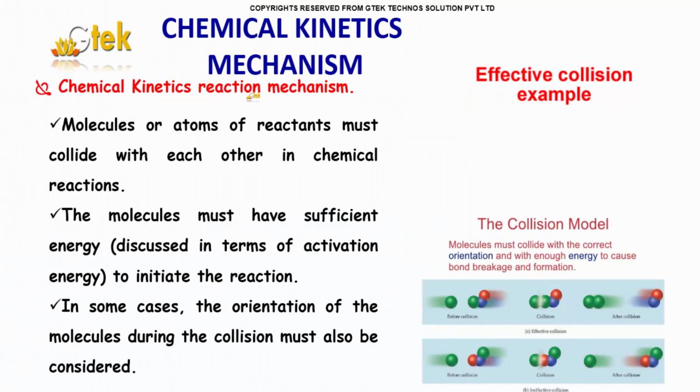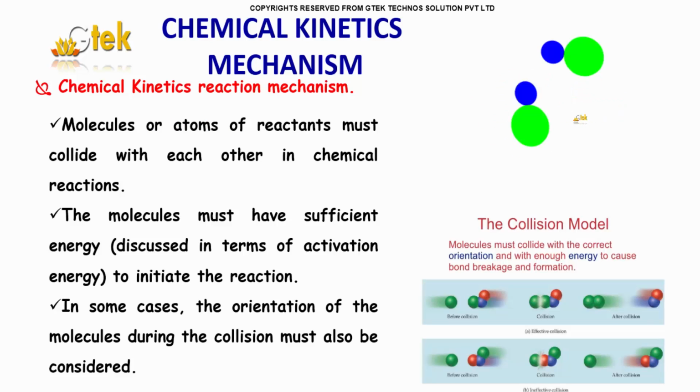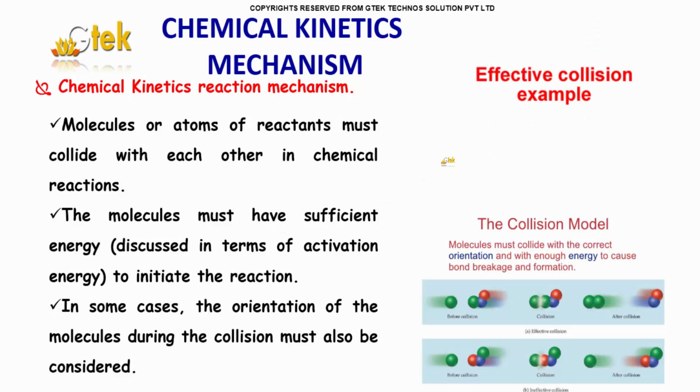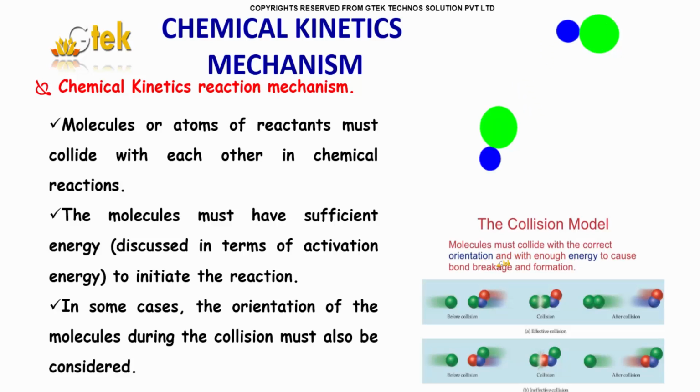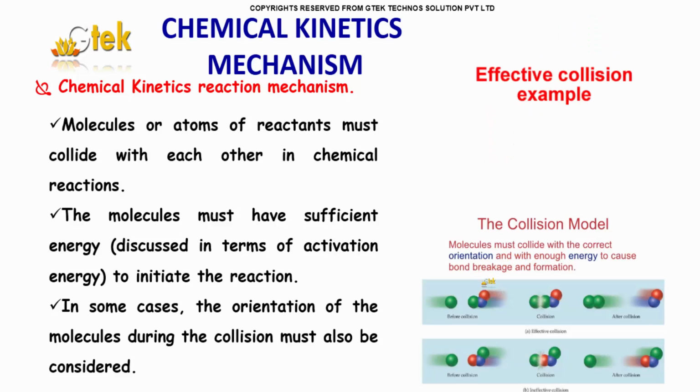In the chemical kinetics reaction mechanism, the molecules or atoms of reactants must collide with each other in chemical reactions. The molecules must have sufficient energy to initiate the reaction. In some cases, the orientation of the molecules during the collision must also be considered. Molecules must collide with the correct orientation and with enough energy to cause the bond breakage.